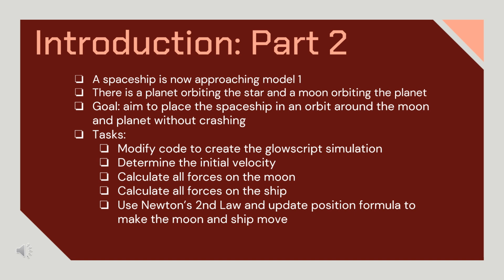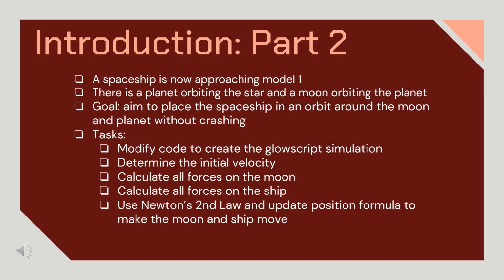A spaceship is now approaching Model 1, and there's a planet orbiting the star and a moon orbiting the planet. The goal is to place the spaceship in an orbit around the moon and the planet without it crashing. The tasks are to modify the code to create the GlowScript simulation, determine the initial velocity, calculate all forces on the moon and the ship, and use Newton's second law and the update position formula to make the moon and ship move.